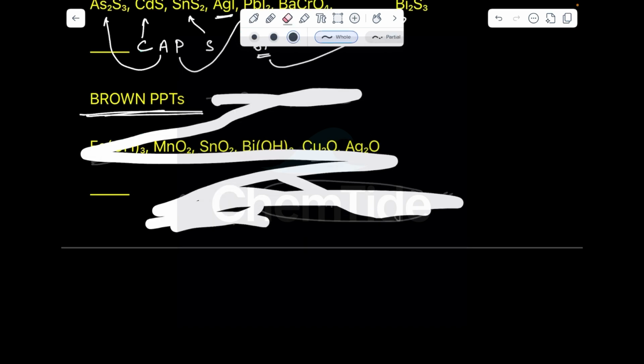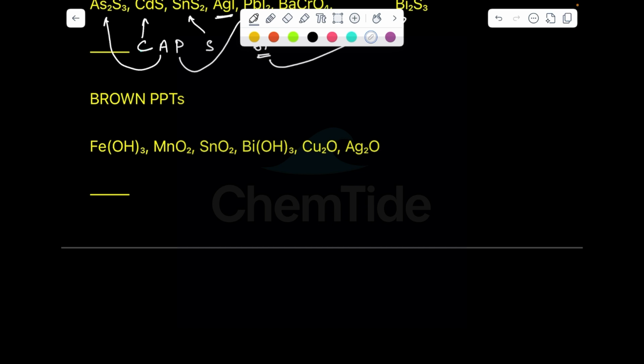We have brown precipitate. Here we have the elements iron and bismuth, which form hydroxides. So Fe and Bi team up and form the hydroxide, and Mn, Sn, copper and silver form the oxides. You can do this clubbing to memorize it. These are the brown precipitates.